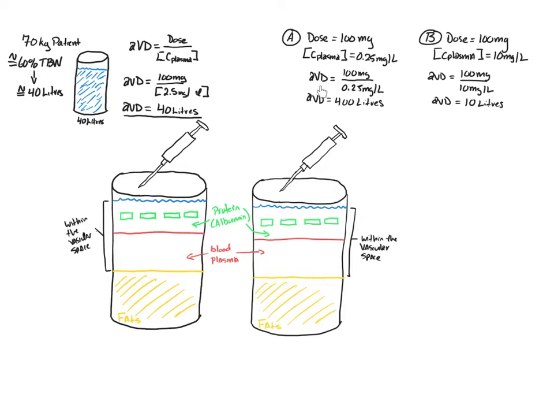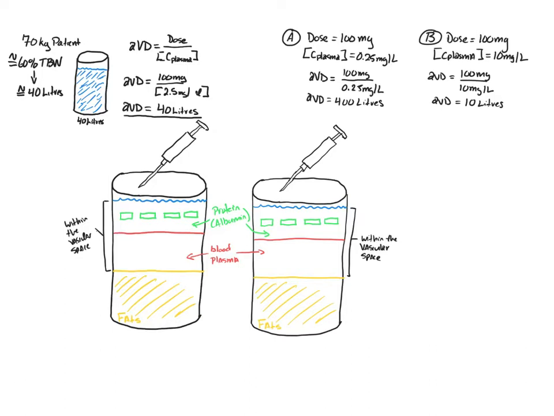So we plug that into our formula. The apparent volume of distribution is the dose divided by the concentration, and so 100 milligrams divided by 0.25 milligrams per liter. The milligrams cancel out, liters falls out of it, and 0.25 goes into 100 about 400 times. So that gives us a volume of distribution of 400 liters, and this is where things start getting rather non-intuitive.